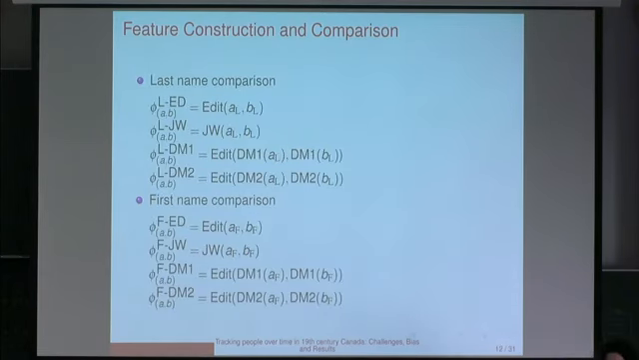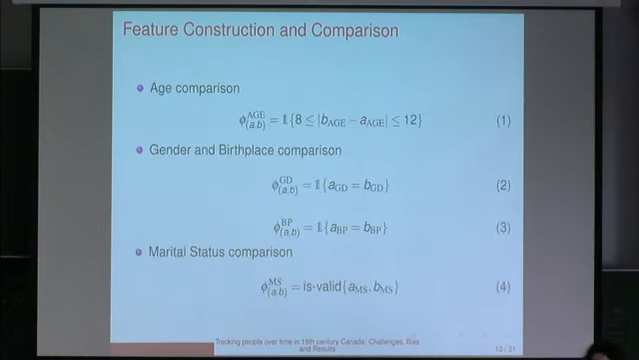How do we compare features? We used Edit Distance and Jaro-Winkler for last name and first name comparison. For the age, we have a binary function where we allow for plus or minus 2 years, because as we've seen in our examples and observe in the expert data, people misreport their age, and plus or minus 2 accounts for most age differences that we've seen.